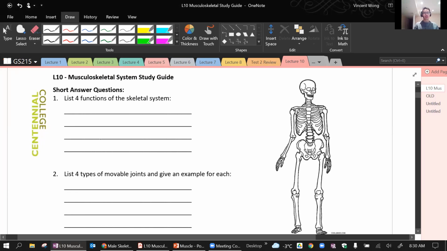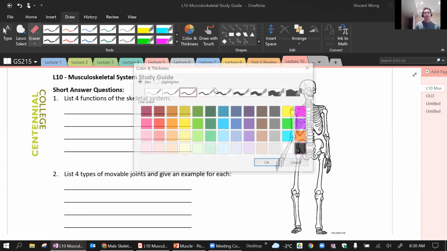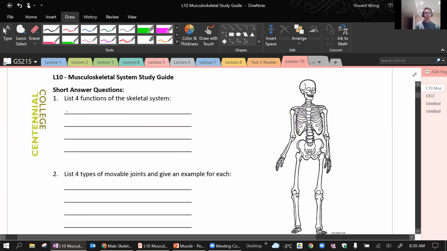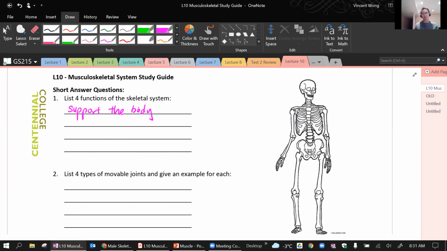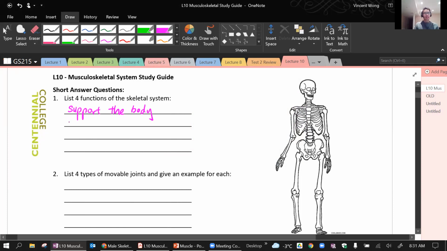List 4 functions of the skeletal system. Okay, so that's basically what your bone does, right? And some of it is pretty straightforward. For example, the bones are obviously there to support the body, so we don't slouch over. It provides a frame for everything to build around. And in that skeletal frame, they also serve to protect internal organs.